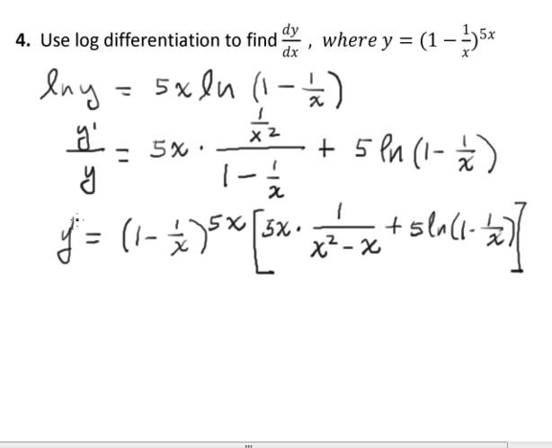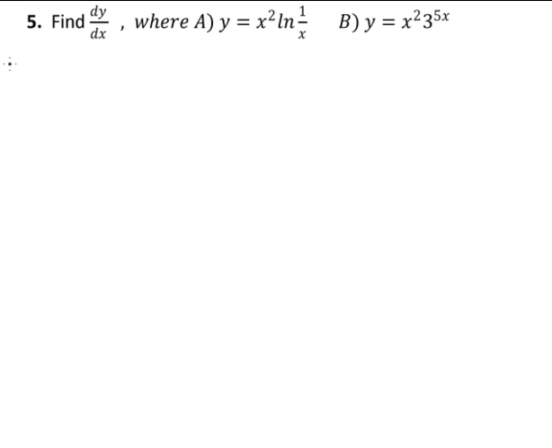Okay, so that's the derivative. That's y prime. Okay, let's differentiate these two functions. So in the first case, we're going to use a product rule. And we have the first, that's x squared, times the derivative of the second.